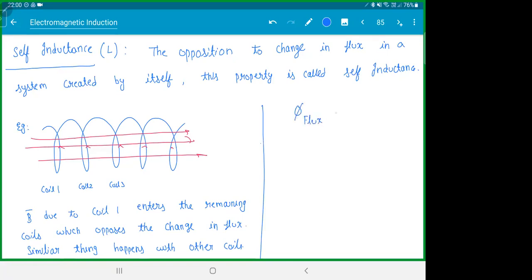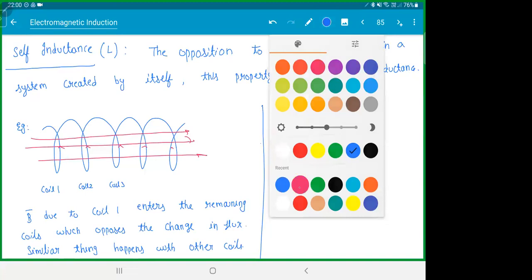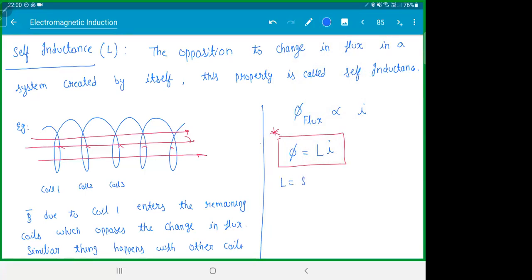So this flux is proportional to the current. The proportionality constant is given by L. So what is the meaning of this L? L is self-inductance. The physical significance is, the higher the L, the more difficult it is to change the flux. It's like resistance to changing flux. Higher the L, more opposition to change in flux.